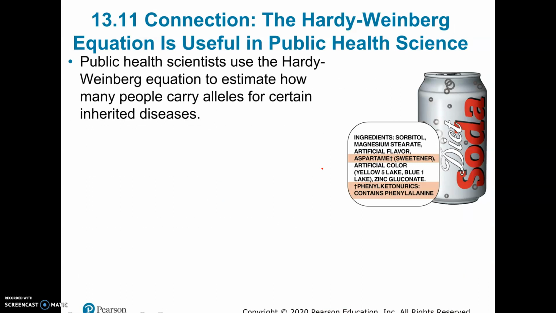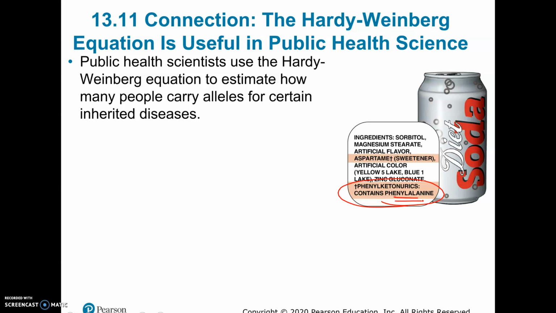We do use this in things like public health. For example, there is a disease, very rare, called PKU, phenylketonuria. It's here. There's actually a warning on Diet Coke because people with PKU cannot take in phenylalanine. They cannot process it. It actually causes brain damage.